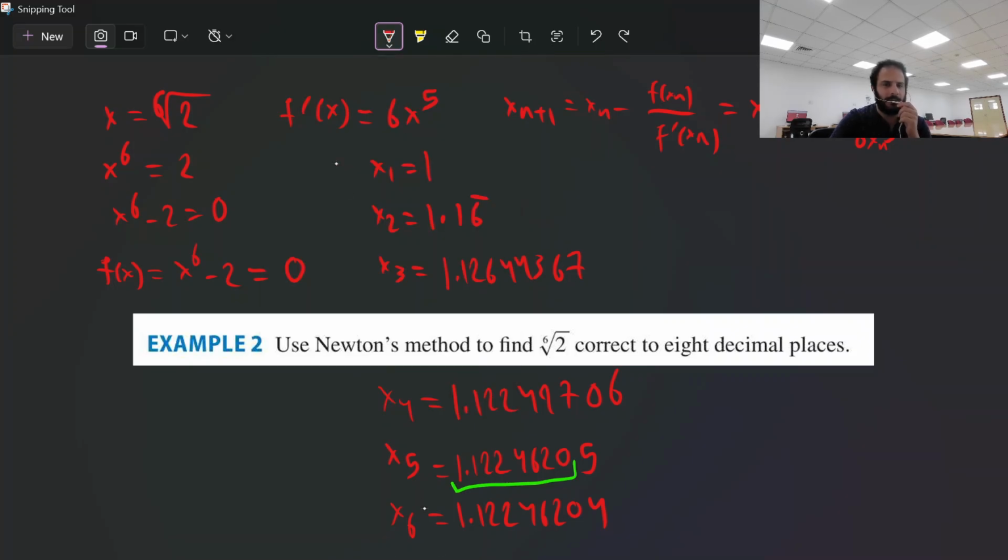Can you find x7? I know x7 already, because x7 will have exactly this. So I will write just this again. So 1.122462004. So these are the correct 8 digits. Do you have questions about this example?